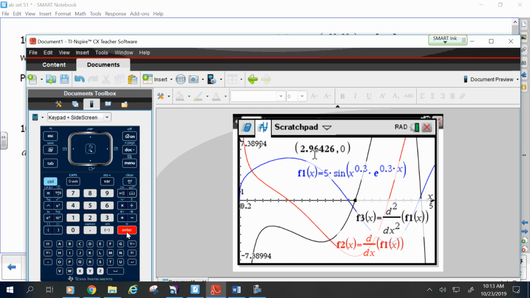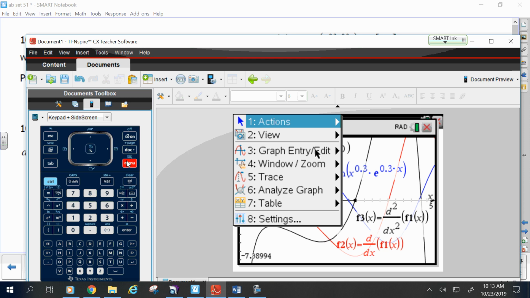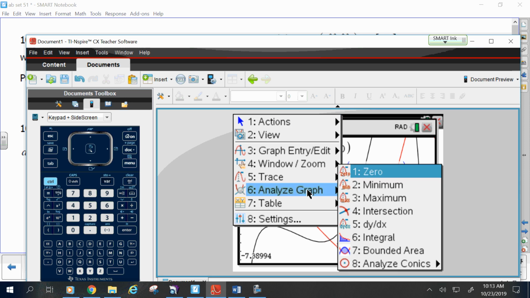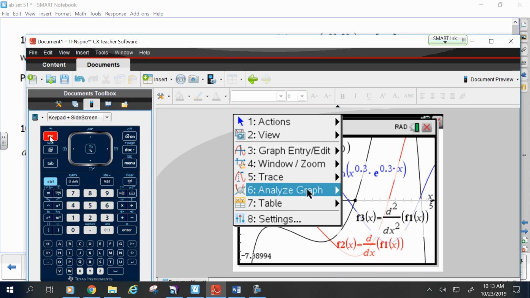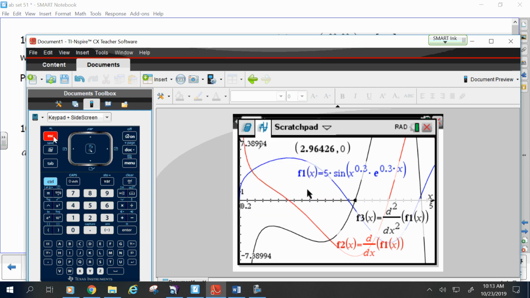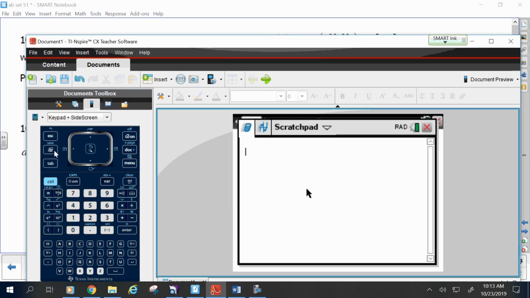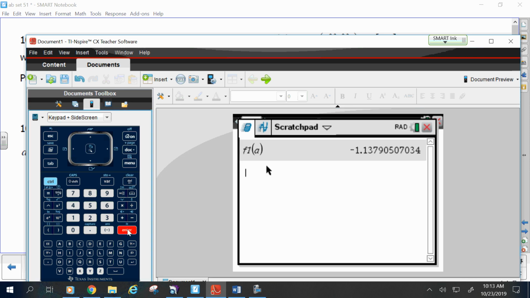Can you evaluate in this graphing screen, or do you have to go to the home screen? You can do it there. You can? How do you evaluate it? I think there is a way to do it, but I just always go to the home screen. Oh, wait, hold on. So let's just go to the home screen, do F1 at A, and you have negative 1.137. Are we cool?